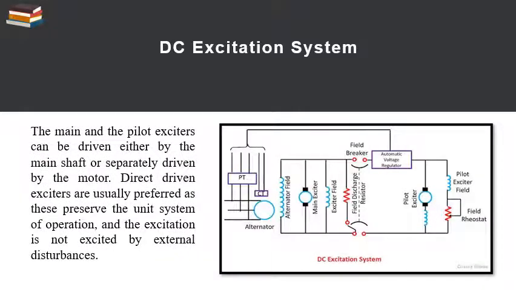So this is the circuit diagram of the DC excitation system. In this system there are two exciters. The first one is called the main exciter and the other is called the pilot exciter.